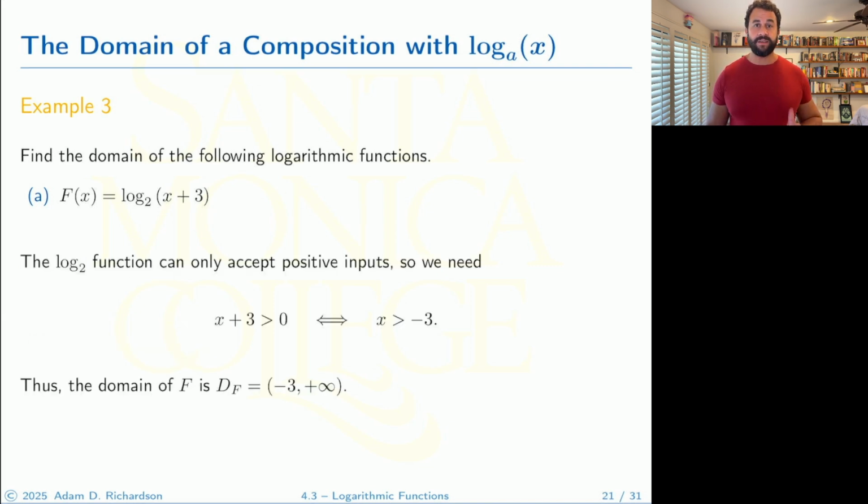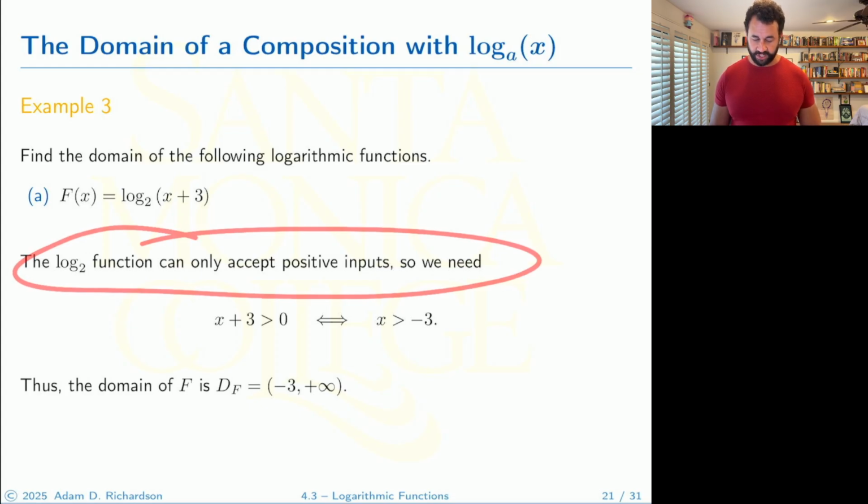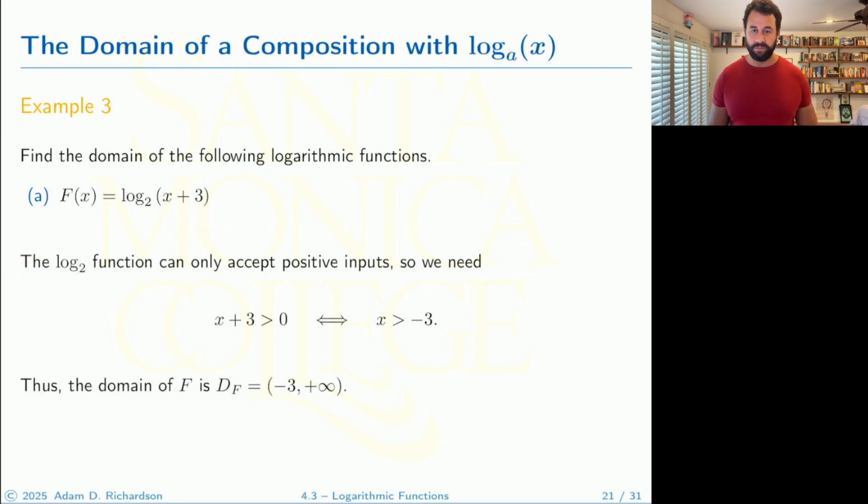Right. The main thing to remember here, anytime you are trying to find the domain of a composition with a log function, is this. The log function can only accept positive inputs. So that means whatever is going into those parentheses, it's got to be positive. Okay. Here, this is what's going into the parentheses. So we need this to be positive, which means x has to be greater than -3. And that's it. So the domain of this function is -3 to infinity, not including -3, right?